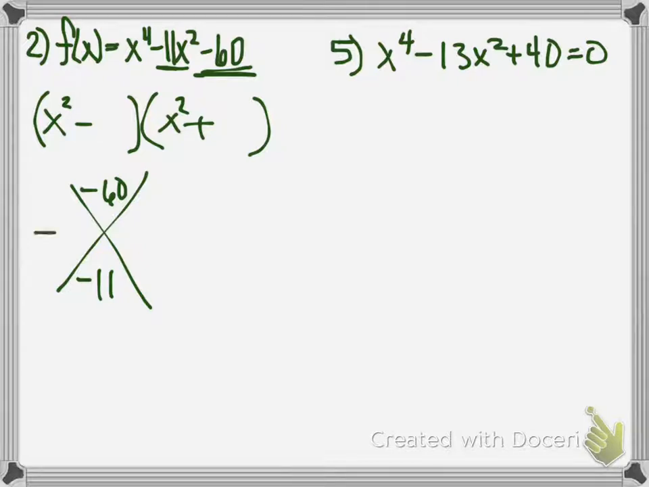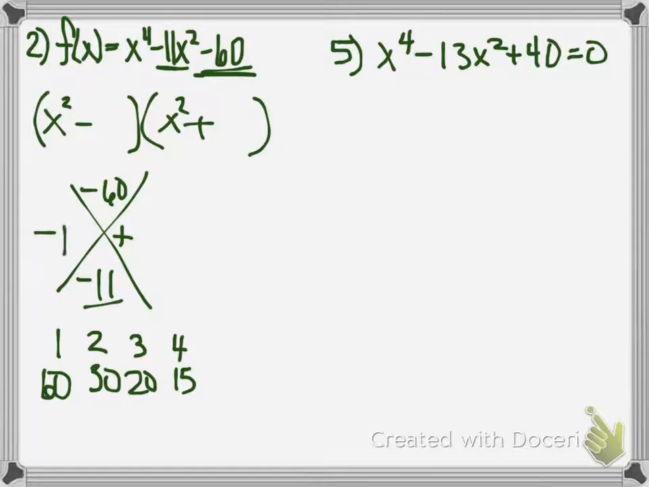Like I go, 60 divided by 1 is 60. 60 divided by 2 is 30, and I'm waiting to see if any of those subtract to give me 11. 60 divided by 3 is 20. And then finally 60 divided by 4 is 15. I mean, there are more factors that would multiply to give me that, but it's not there. So now I've got my answer already, because 15 minus 4 is 11.